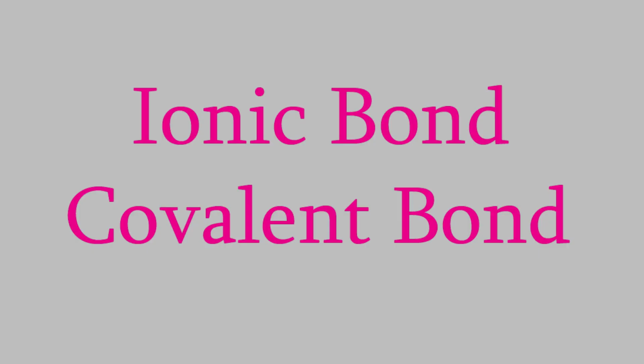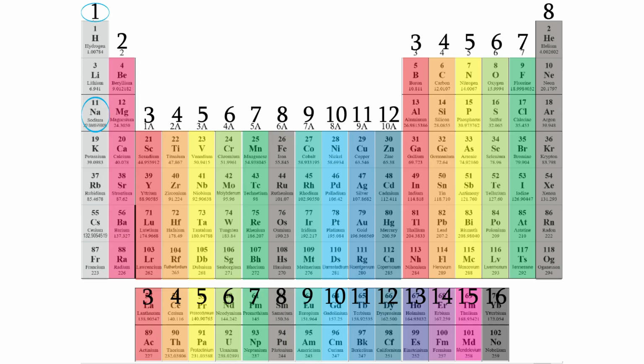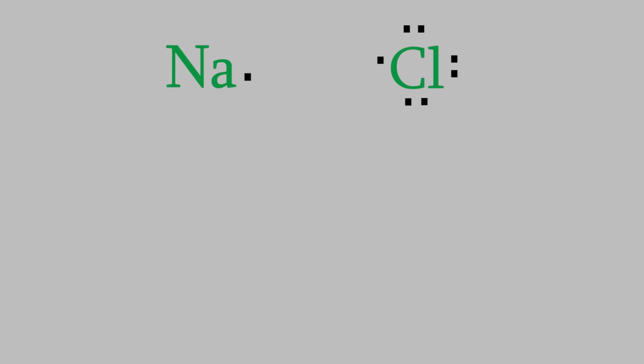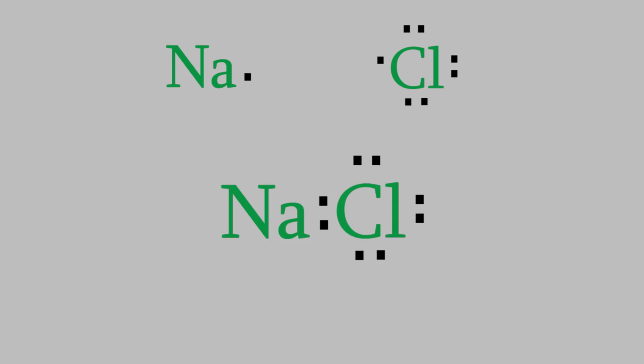Anyway, Lewis dot structures are very useful to chemists for many reasons. For example, they can help us understand some of the differences between ionic and covalent bonds. Imagine we have a molecule of sodium chloride. Sodium has 1 valence electron, and chlorine has 7, so their Lewis structures look like this. When you join them to form a molecule, the 2 unpaired electrons pair up, and that's the bond that connects them together.